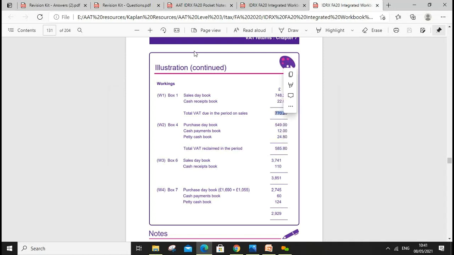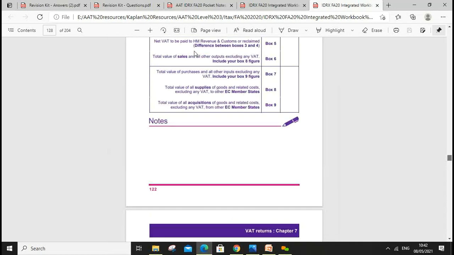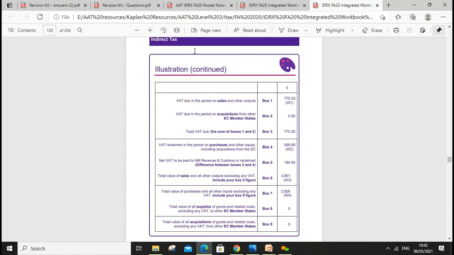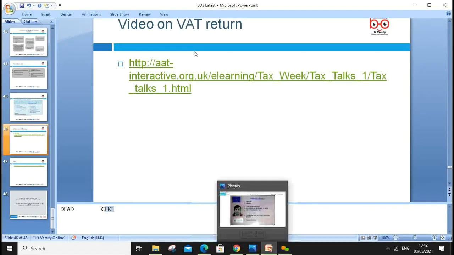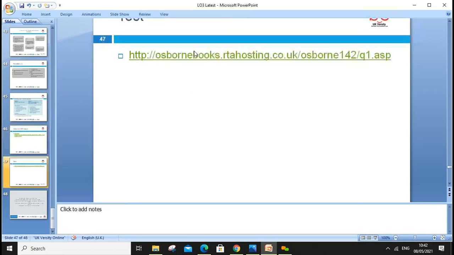So this makes the total input. You can say output minus input gives you the total net. Box 6 gives you the total value of sales. Box 7 is the total value of purchases. That's the way we can fill the boxes, and it shows we have a liability. We see here box 5, the difference. So we have 184 as a liability to pay to HMRC. Okay, so we can use the snipping tool and add the example and the VAT return. And I included the video link there.